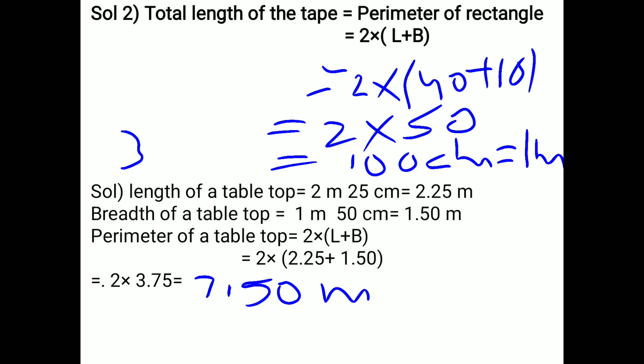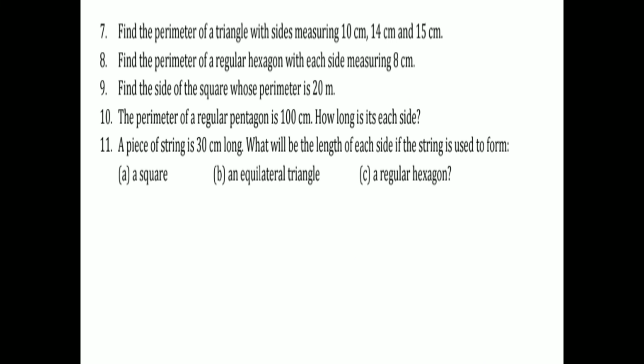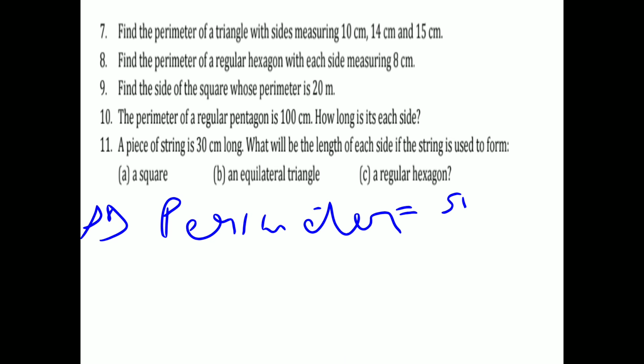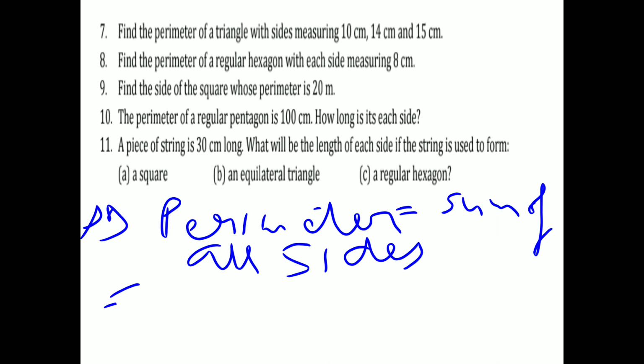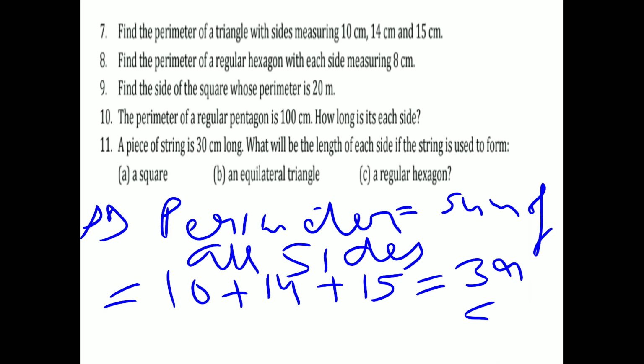Now students, I will do question number 7 for you. Question number 7 is the same as question number 6. Here you have to find out the perimeter of a triangle. So you write the solution, perimeter formula. When all the sides are different, in that case you write sum of all sides. It means you can make the figure also. 10 plus 14 plus 15. It will come 39 centimeter. Clear? Now question number 8.